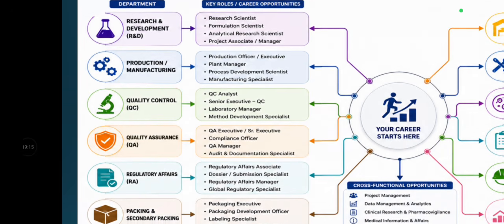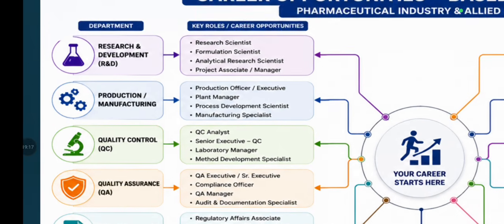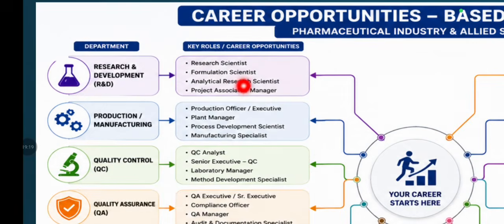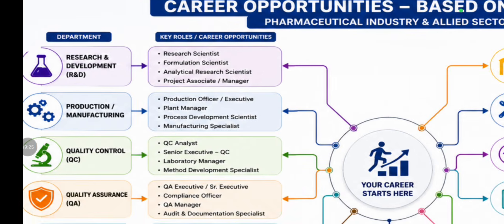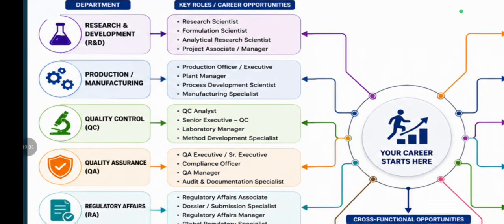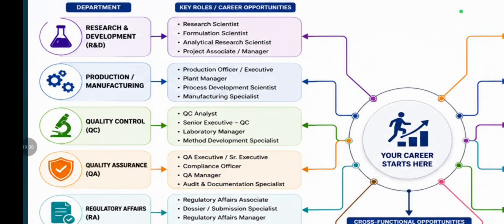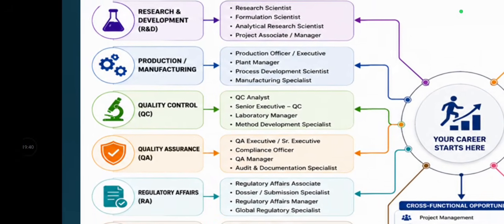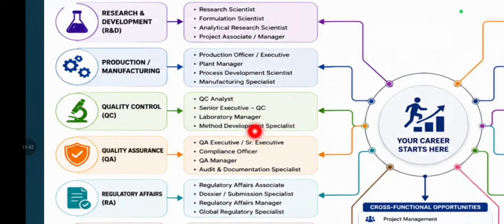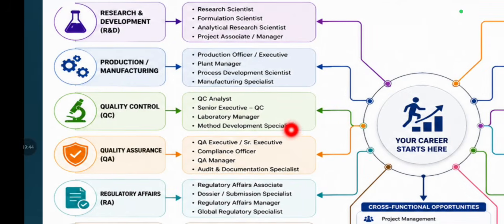First of all, we'll see R&D, the key roles and opportunities: research scientist, formulation scientist, analytical scientist, project assistant manager, etc. Okay, so you can take this opportunity for M.Pharm students. Then production manufacturing: production officer, plant manager, process development scientist, manufacturing specialist. Also this is an opportunity. Quality control: QC analyst, senior executive QC, laboratory management, method development specialist.